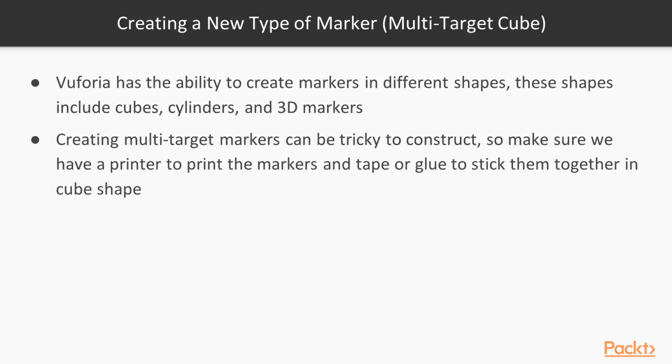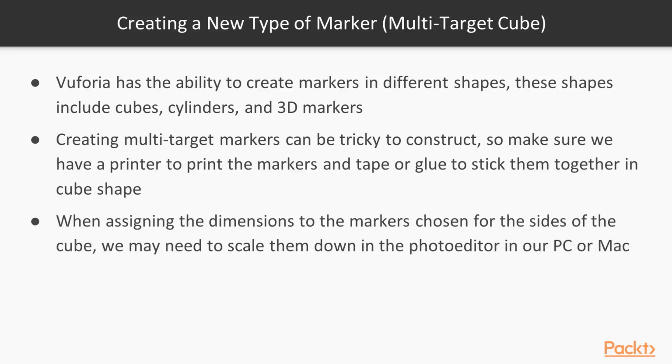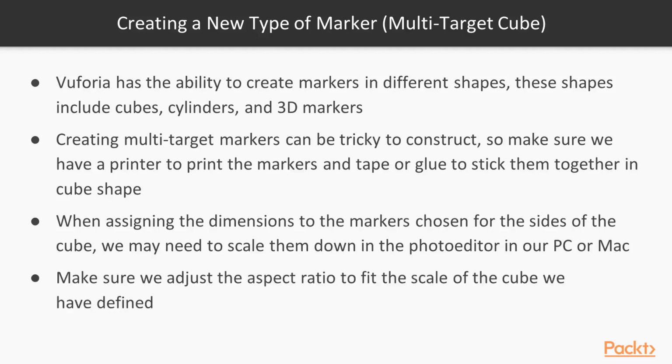Creating multi-target markers can be a bit tricky to construct, so make sure you have the following items. You have a printer to print out the markers, as well as some tape or glue to stick them together into the cube shape. When assigning the dimensions to the marker we have chosen for the sides of the cube, you may need to scale them down a bit in the photo editor of your PC or Mac. So make sure you adjust the aspect ratio to fit the scale of the cube you have defined.